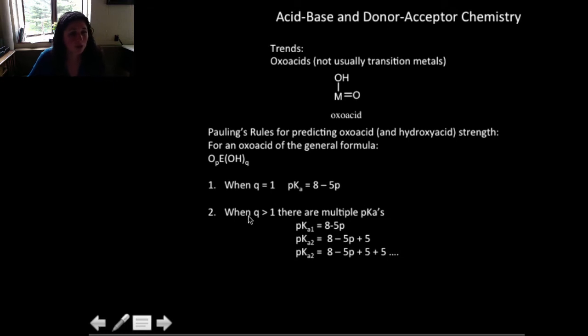Now, when Q is more than 1, so when there are multiple hydroxide groups, then you have multiple pKa's because you have multiple hydrogens that can be released. And here pKa1 is just the same as it would be. pKa2 increases by 5, and pKa3 increases by 5. Sorry for this mistake. You increase by 5 units for every subsequent proton dissociation.